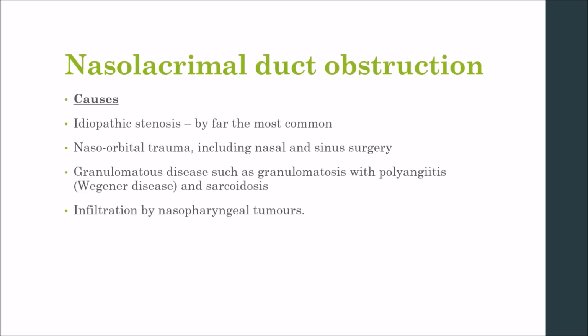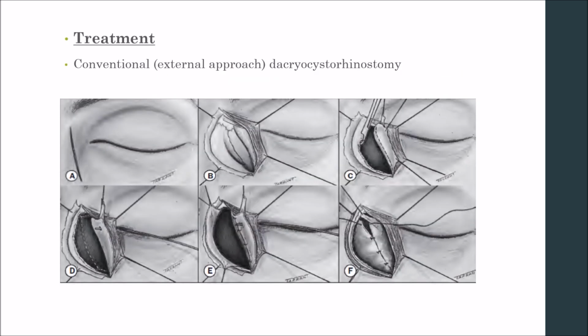Coming up next is nasolacrimal duct obstruction. Causes include idiopathic stenosis, which is by far the most common cause, naso-orbital trauma, including nasal and sinus surgery, granulomatous disease such as granulomatosis with polyangiitis, Wegener's disease, and sarcoidosis, and infiltration by nasopharyngeal tumors. Treatment is with conventional external approach dacryocystorhinostomy.